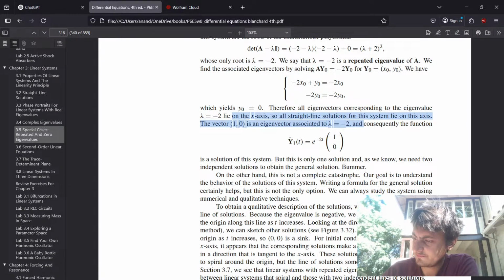e to the minus 2t times (1, 0). But this is really going to be x.